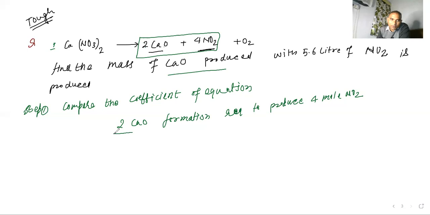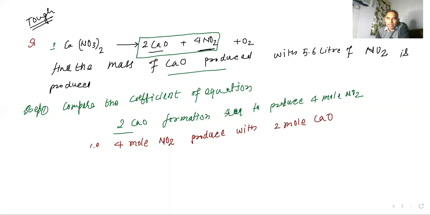They are asking for CaO, so you reverse the equation. How can you reverse? 4 mole NO2 is produced with 2 mole CaO. Either you can write "required" or you can write "produced with". Is this statement okay? Can you write it as the reversed one?